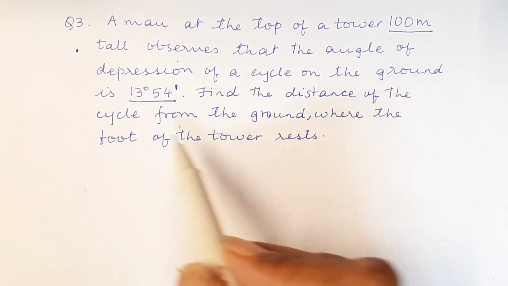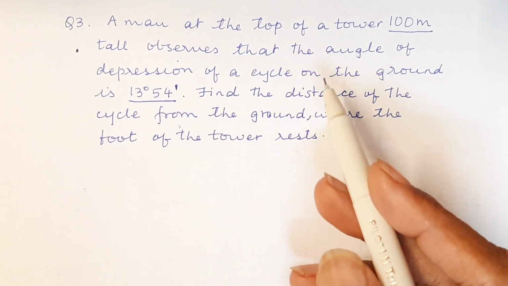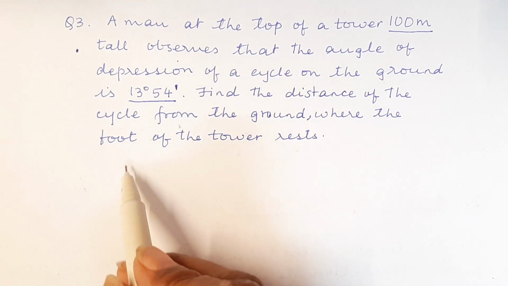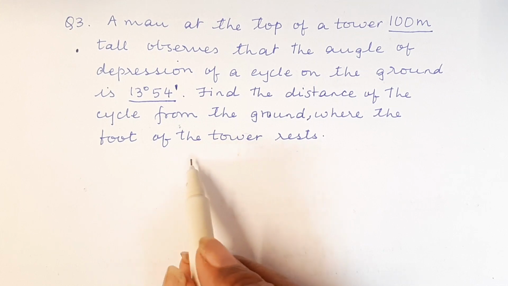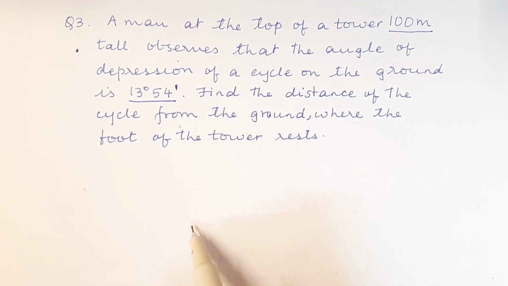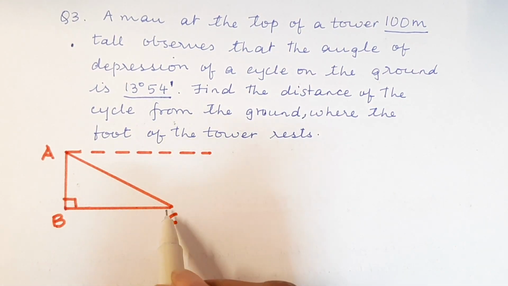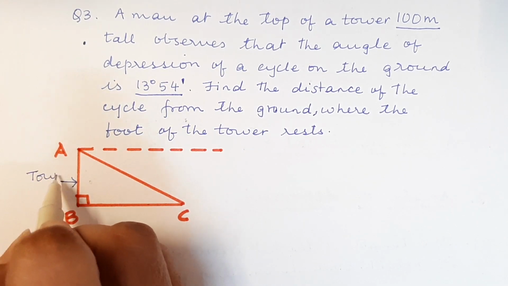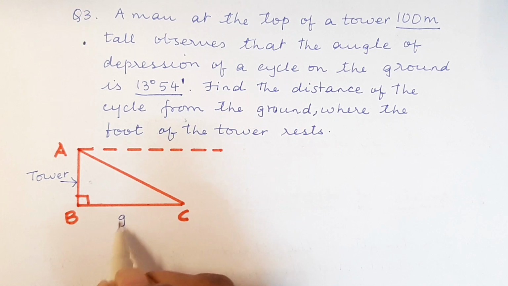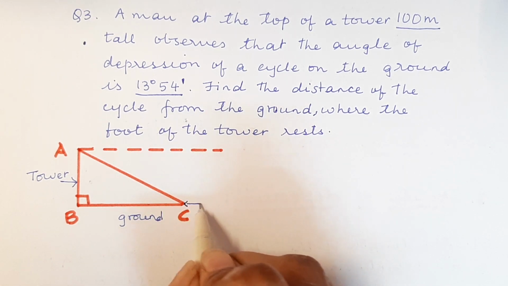So find the distance of the cycle from the ground where the foot of the tower rests. As usual, you can see that there will be a tower, so there will be a vertical line, there will be ground, which is horizontal, and then the angle of depression where the cycle will be. So let us draw the diagram. As usual, we will have a right triangle. We will call this the tower, and this will be our ground, and this will be your cycle.